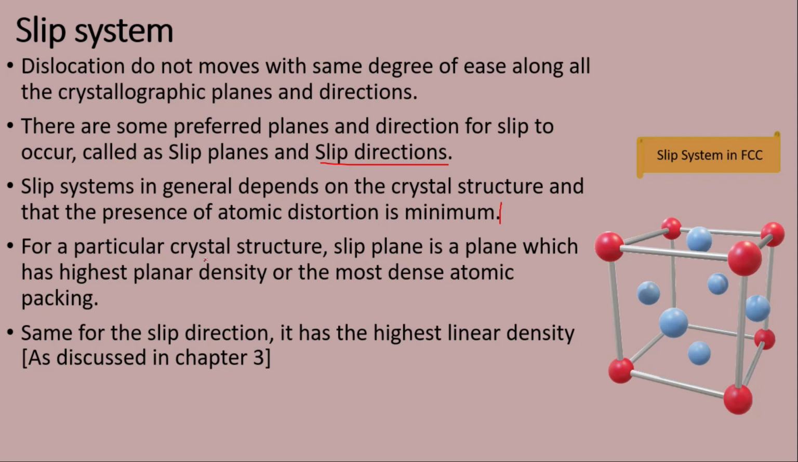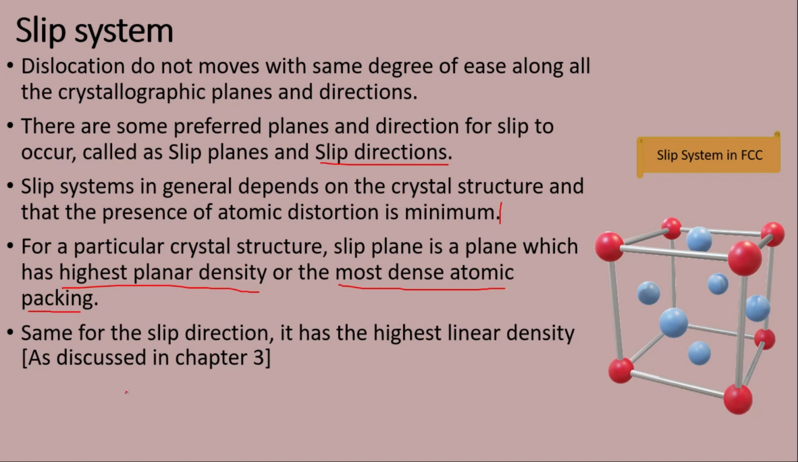For a particular crystal structure, the slip plane is the plane which has the highest planar density. Now what are slip planes really? Those planes in the crystal structure which have the highest planar density, or the most dense atomic packing. They have the highest atomic packing factor. So in the crystal structure, slip planes are those with the highest planar density, or the most dense atomic packing.